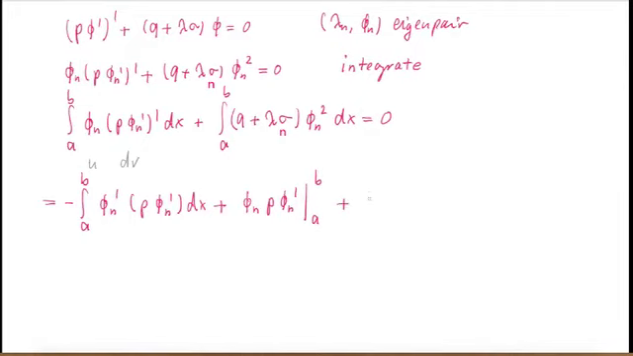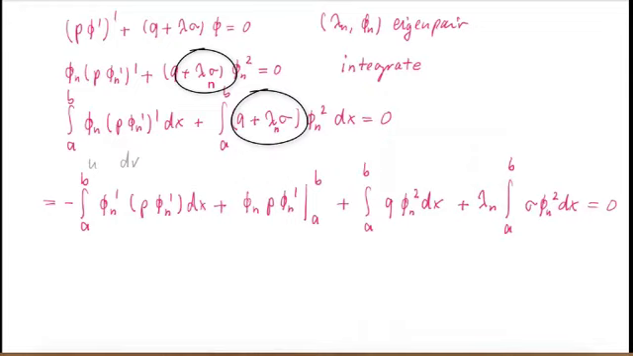And then the other part, I just write this to be integral from a to b, q phi n square dx. I make this into two integrals, and then we have lambda n integral from a to b, sigma phi n square dx. And then all this is equal to 0. Okay, so this lambda is a lambda n. All right. So we're almost there because we can isolate lambda n from this.